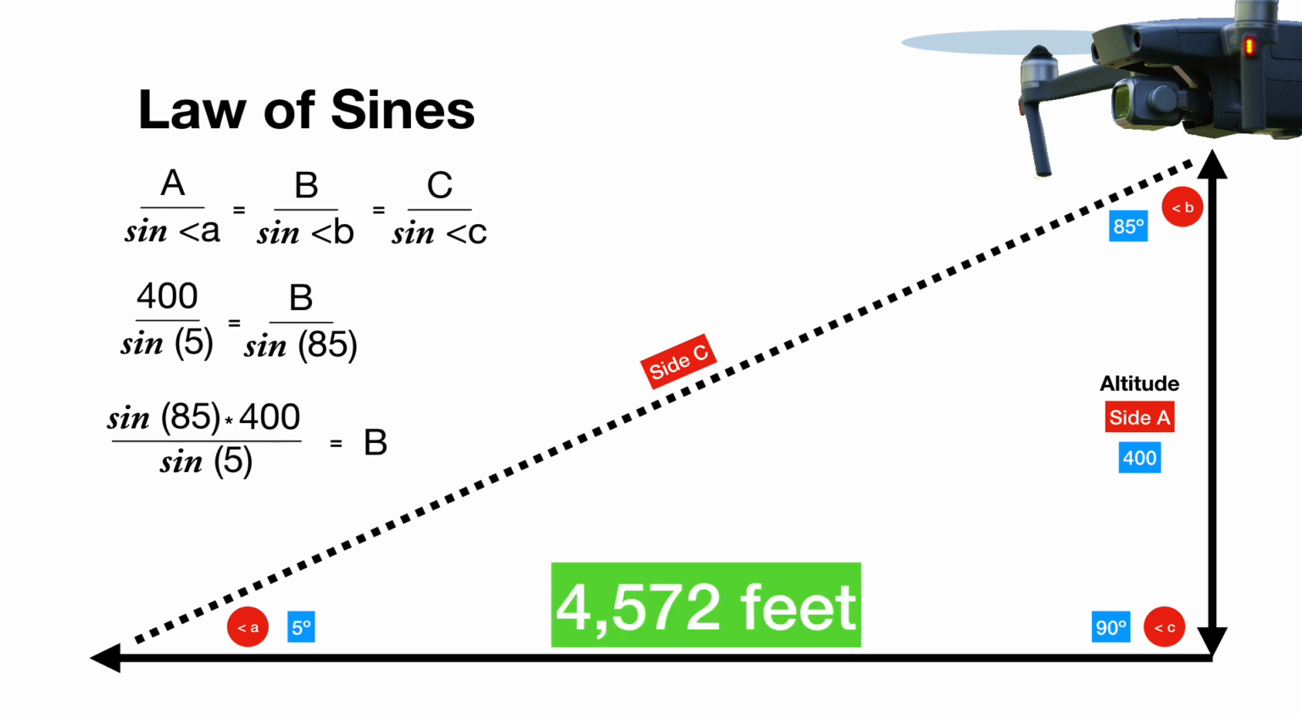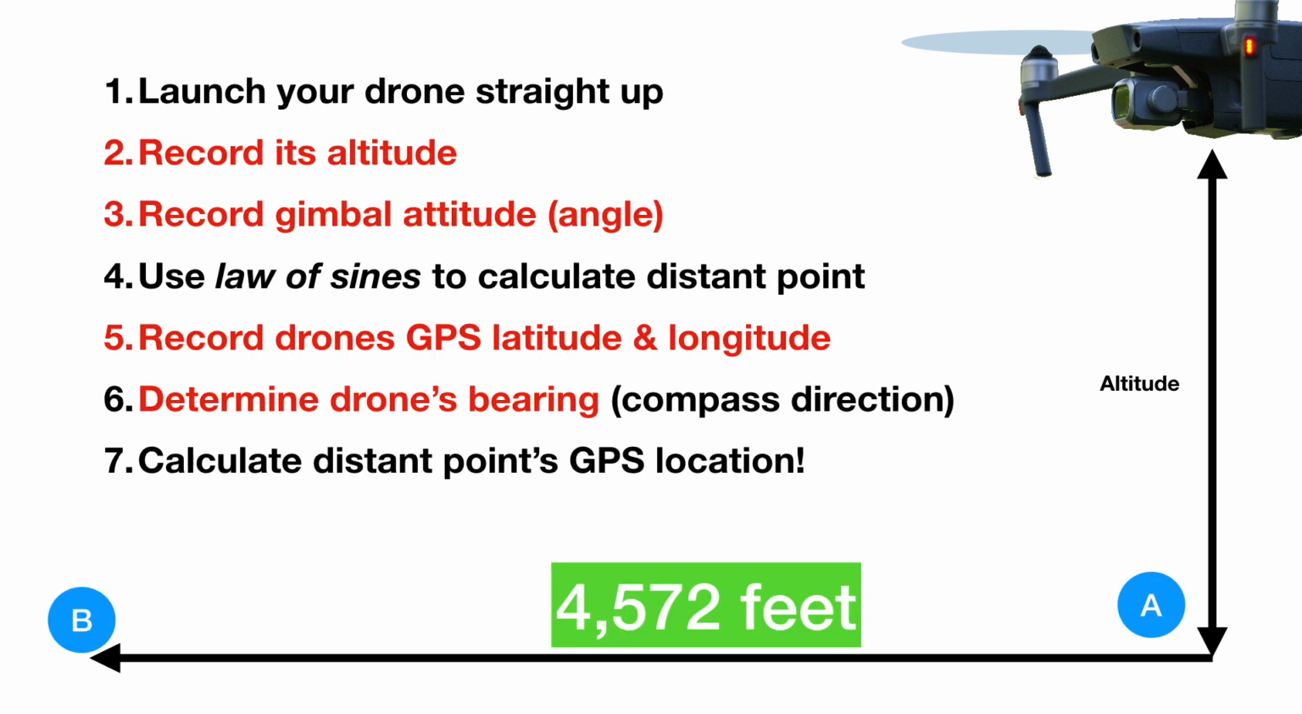in the viewfinder. To use this, record your altitude, determine the attitude or angle of your gimbal, and the compass or bearing of your drone. Plugging those into the application will provide you with an exact GPS location of that distant object.